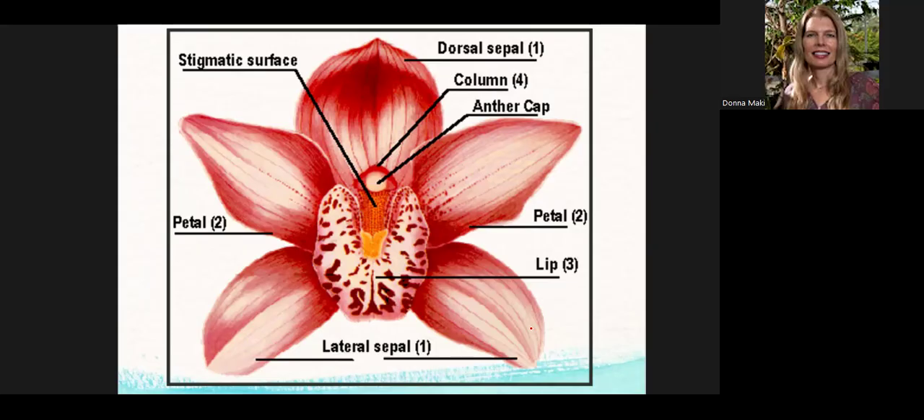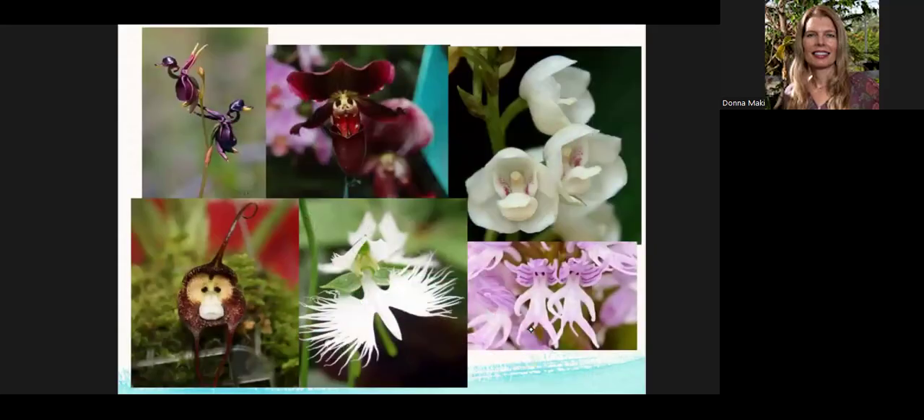But this is what we talk about with the typical orchid flower, but you have to appreciate orchid flowers can be very unique and special. So aren't those amazing?